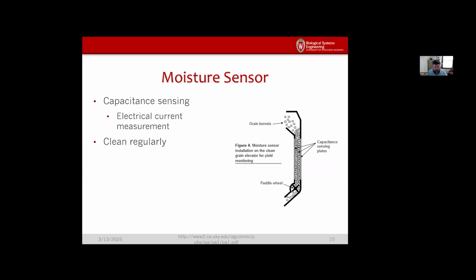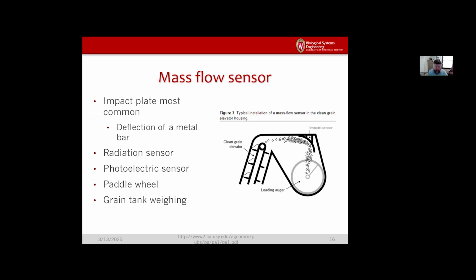I already covered the moisture sensor, so I won't spend too much time here other than the fact that it needs to be cleaned on occasion. And I say regularly here, I don't think you need to dive in there daily, but maybe weekly, something like that. If you have a farmer collecting on-farm research data and you want good yield data, that sensor needs to be cleaned. We talked about this impact plate quite a bit, so I won't spend too much more time on it.